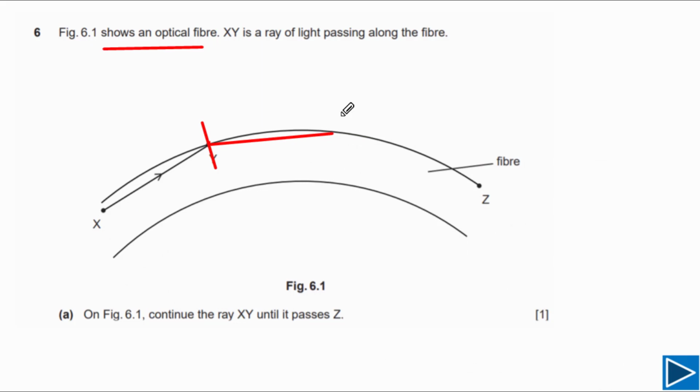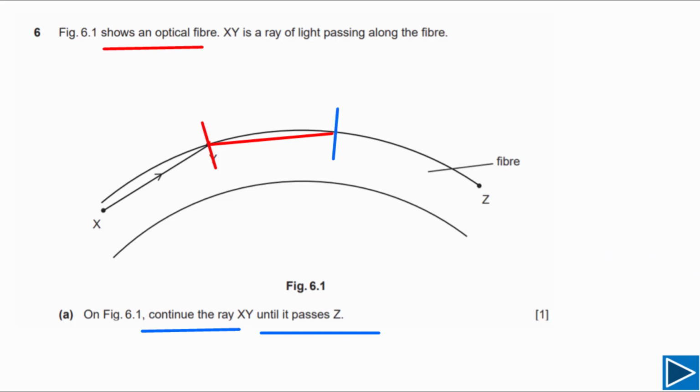We need to draw another reflected ray because the question is asking us to continue ray XY until it passes this point. For that purpose, we need to draw another normal at this point. Means we need to draw the normal line. So this is about 90 degrees.